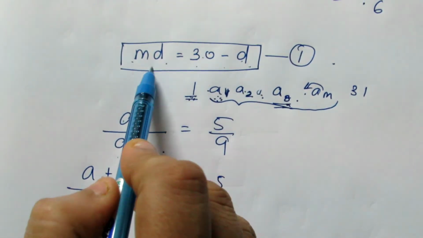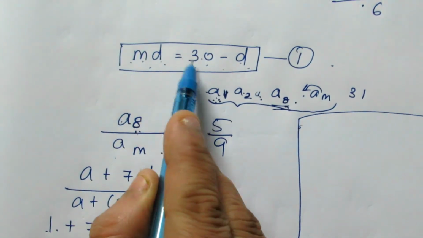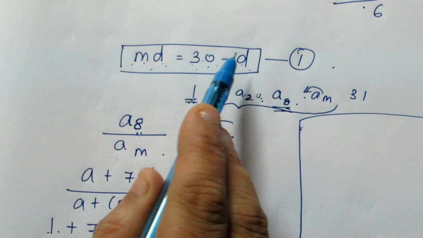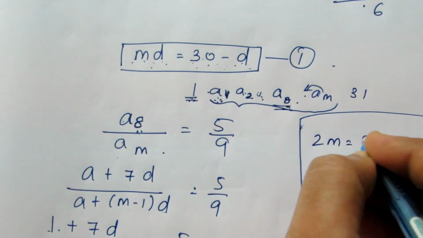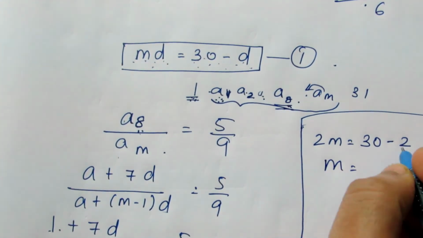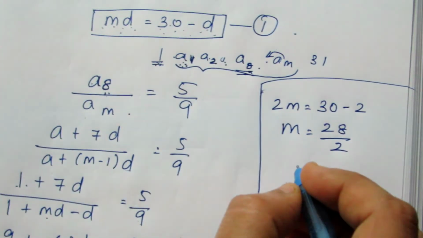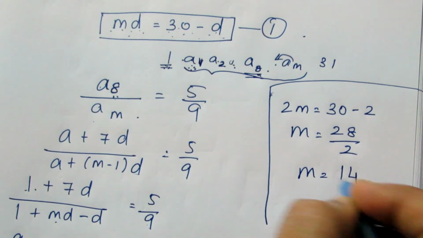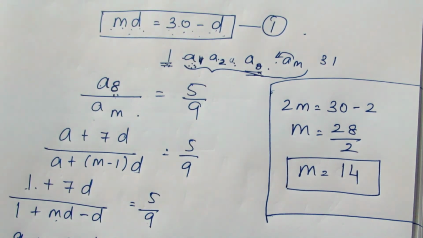We'll substitute it in the first equation, that is md equals 30 minus d. We know the d value is 2. I'll substitute here. It becomes 2m is equal to 30 minus 2. So m is equal to 28 by 2. So m will be equal to 14. The value of m they have asked for is 14. So 14 is your final answer for the sum.